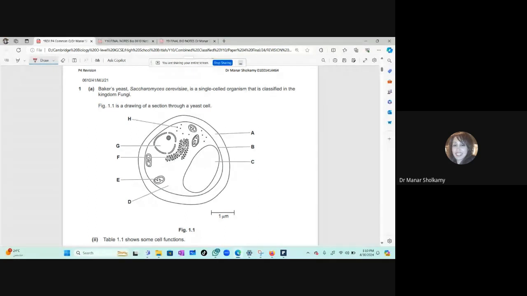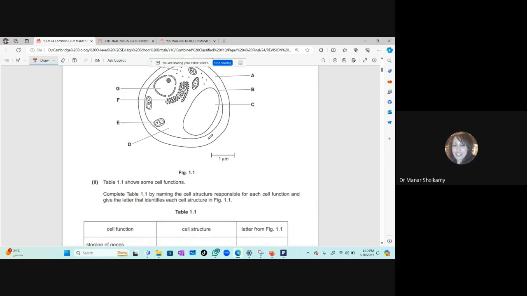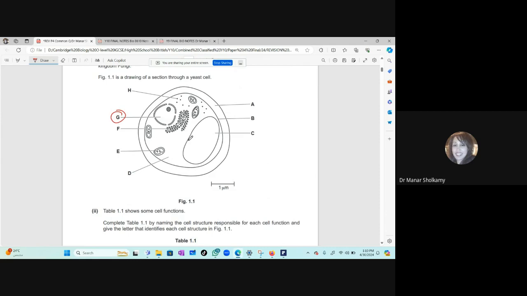Very good. Now, where are genes stored? Choose one quickly. This is so easy. G. Gene, yes. Now let's quickly solve that. Where does aerobic respiration take place? Which cell structure? E, mitochondria. How do I know? Because it has enfoldings called cristae.